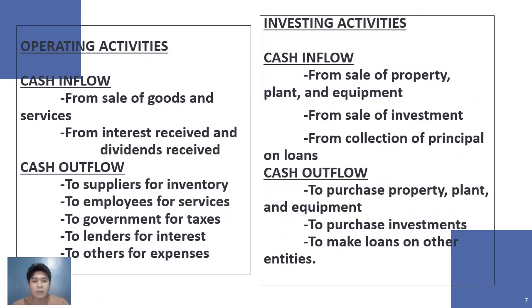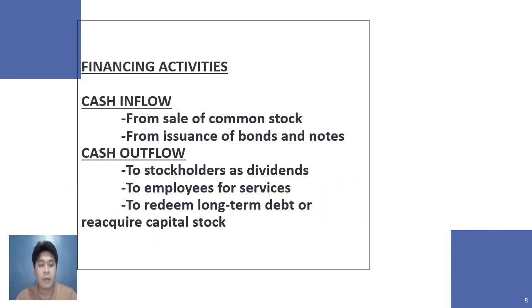So here are some of the entries that you can find in the operating activities and the investing activity section in the cash flow statement. And also here are the entries that you can find in the financing activity section of the cash flow statement.